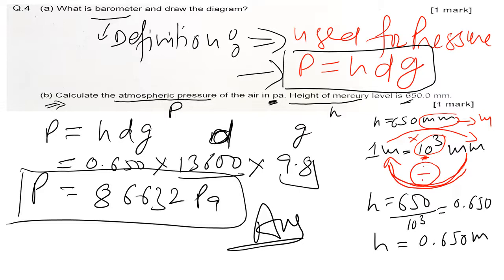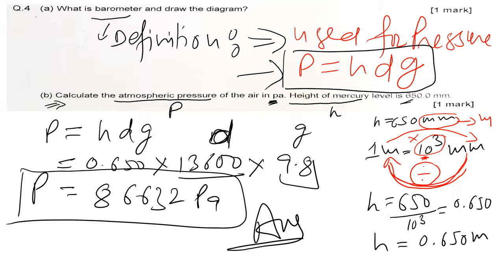The height of the mercury, the H, is given to you. This H is given as 650 millimeter. But this H you have to use in meter. So the relation between the meter and the millimeter is that 1 meter is equal to 10 to the power 3, that is 1000 millimeter.